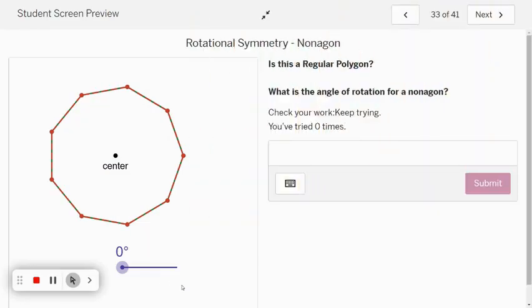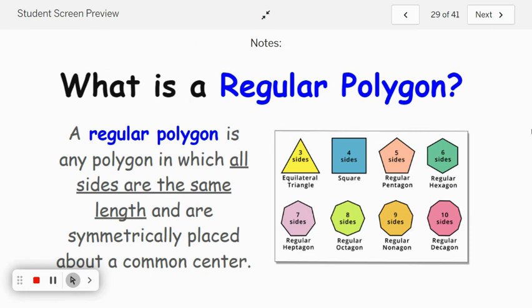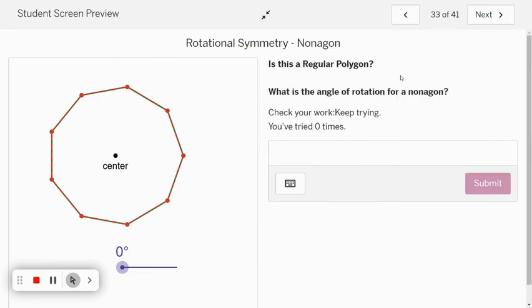All right, let's begin with our first topic, and that is rotational symmetry. So the first question, if we look at this figure, it is a nonagon, and you can count the number of sides. There are 9 sides here, okay? The question says, is it a regular polygon? So let's remember what regular polygons are. A regular polygon is a polygon in which all the sides are the same. You can see that our nonagon here is our 9-sided figure. Again, all of the sides are the same. So yes, this one is a regular polygon.